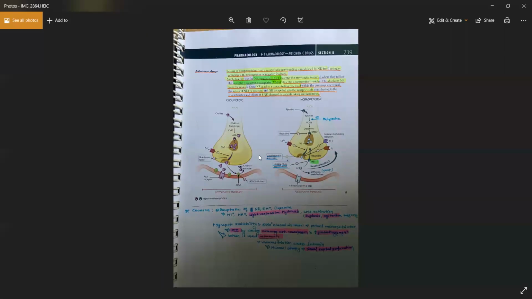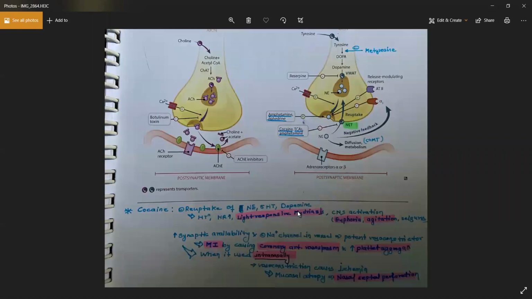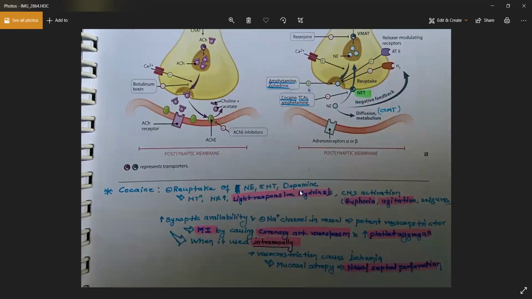You understand the light responsive mydriasis now? What does this thing mean? Repeat, please. So you are comparing the mydriasis in cocaine versus the one you get from a muscarinic antagonist. Exactly. See, what does a muscarinic receptor do in the eye? On the pupil, what does it do? It works on the sphincter muscles, sorry. Yes, exactly. It will constrict the pupil, right?